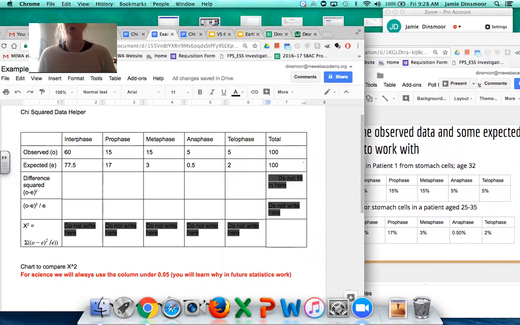Okay. So first two rows pretty easy, right? All we did was basically look at the data and copy it over into our chart. Now, this is the fun part where we're going to do some calculations.